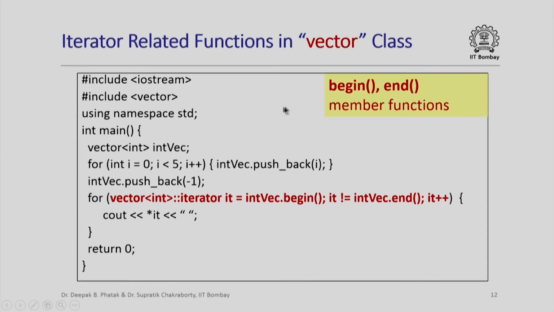So just like for the string class, I have these begin and end member functions, and here in this code I have an integer vector in which I have pushed back, or appended, 5 elements: 0, 1, 2, 3, 4. At the end of it I have also pushed back -1, so now there are really 6 elements, and then I am using an iterator of the vector int class. This iterator is called it. I am initializing it with intvec.begin.